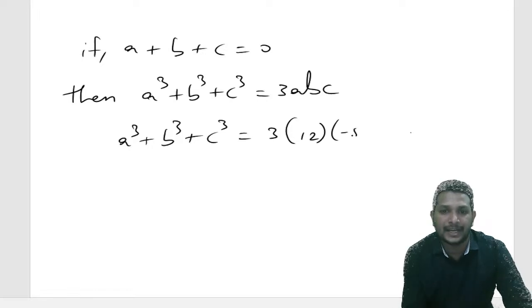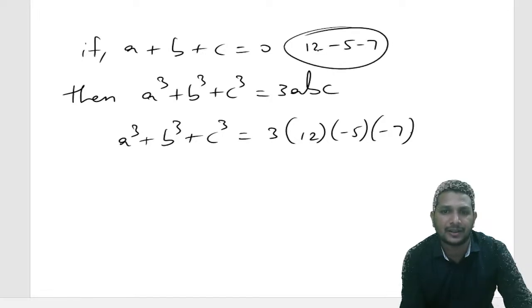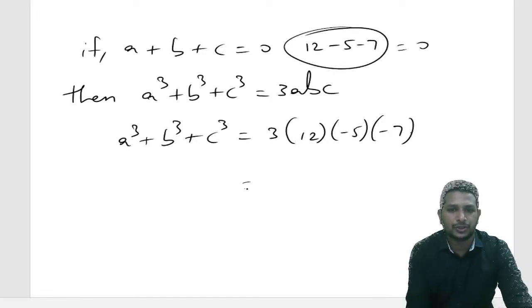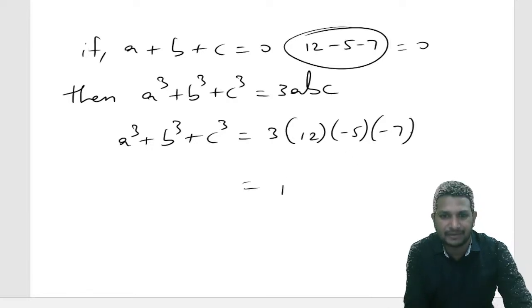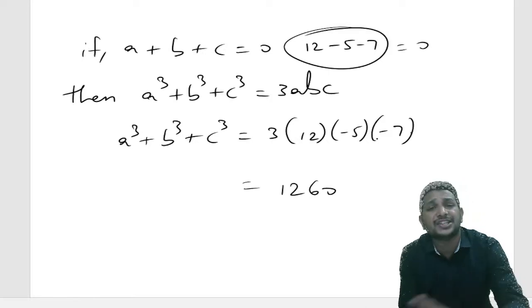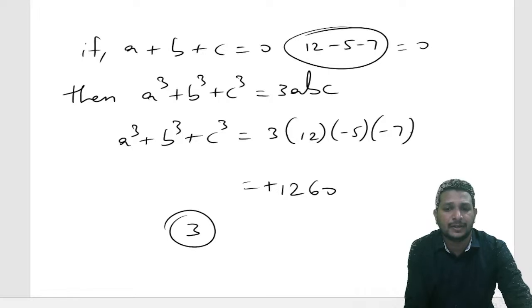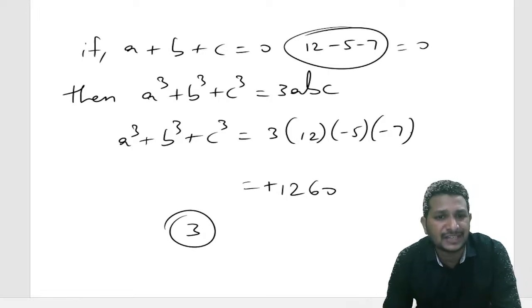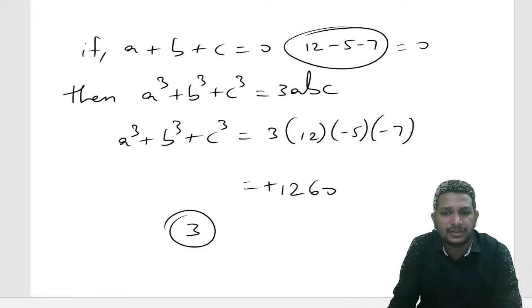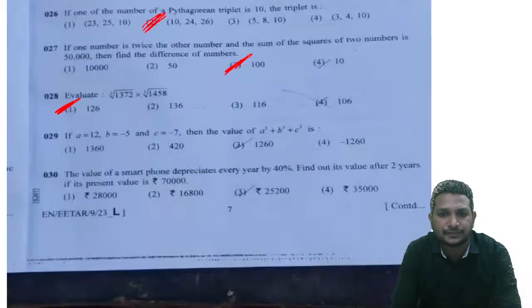3 into the value of a, which is 12, and minus 5, minus 7. Because we have the condition a plus b plus c is 0: 12 minus 5 minus 7, 12 minus 12 becomes 0. So 3 into 12, 36. 36 into 5, 180. 180 multiplied by 7 will give 1260. Because minus into minus becomes plus, that is plus 1260, which is nothing but option 3. So the answer for this question is option 3. Okay. Next.